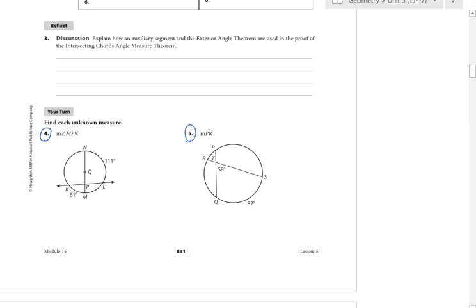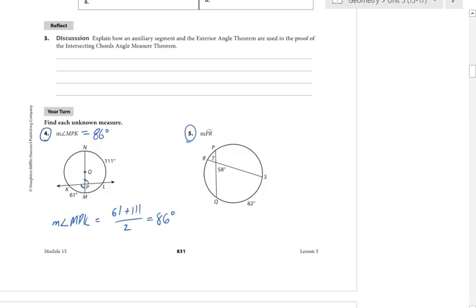Okay, so for problem number 4, the angle inside the circle is half the sum of the two arcs. So the measure of angle MPK, which is this angle right here, which is the same as this angle, is going to be half the sum of 61 and 111. So this would be 61 plus 111 divided by 2, and what do you get? Half of 172? 86 degrees. So that means the measure of angle MPK is 86 degrees.